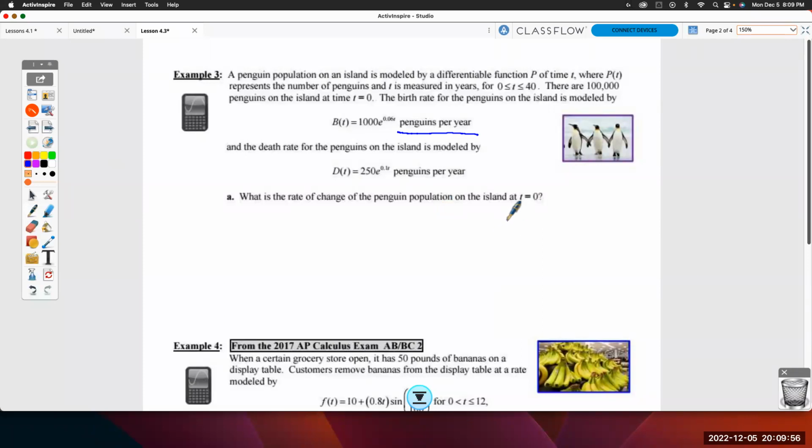Now you're asked to find the rate of change of the penguin population on the island at t equals 0. From the previous example, we know that to find the rate of change of the penguin population, you have to subtract the death rate from the birth rate. So, birth rate at 0 and death rate at 0. You have to get the difference between these two.